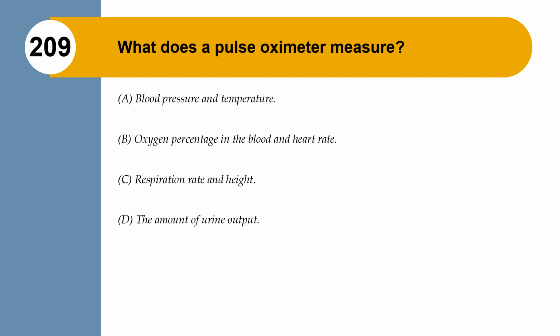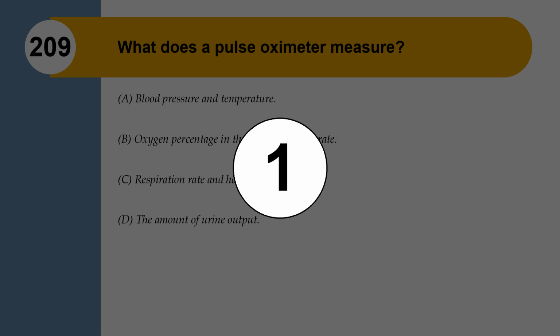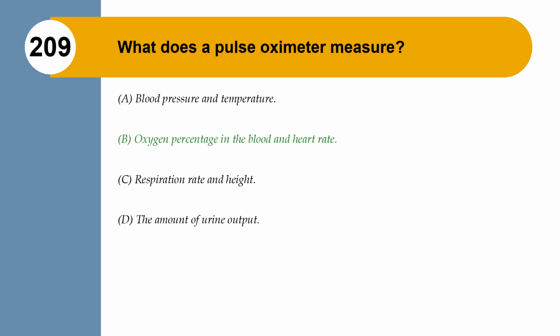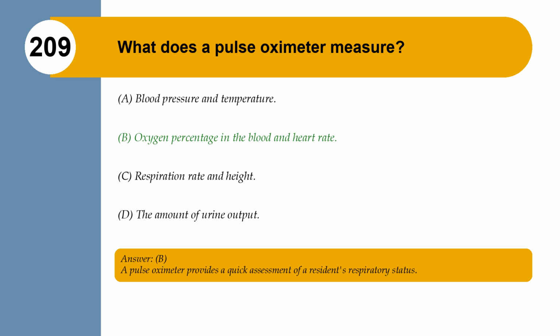Question 209. What does a pulse oximeter measure? Option A, blood pressure and temperature. Option B, oxygen percentage in the blood and heart rate. Option C, respiration rate and height. Option D, the amount of urine output. The correct answer is option B, oxygen percentage in the blood and heart rate. Explanation. A pulse oximeter provides a quick assessment of a resident's respiratory status.